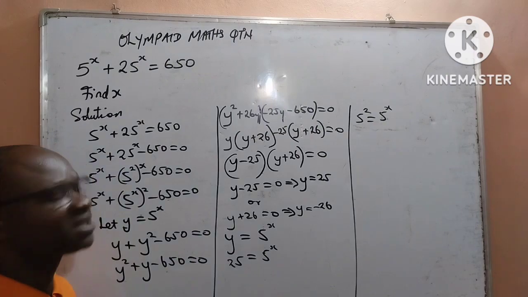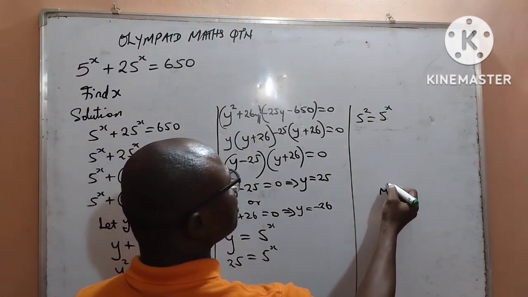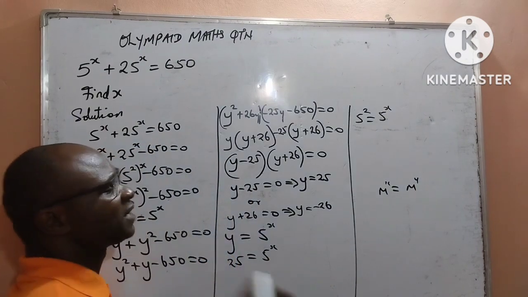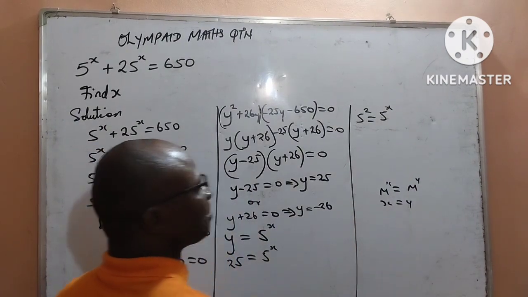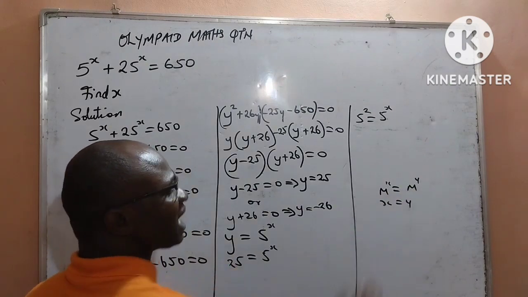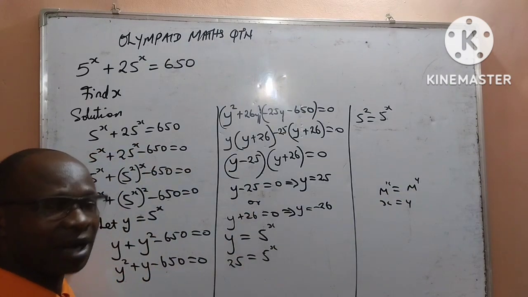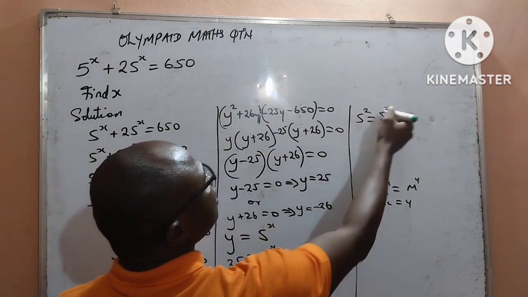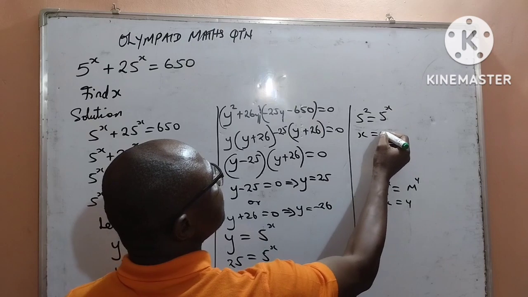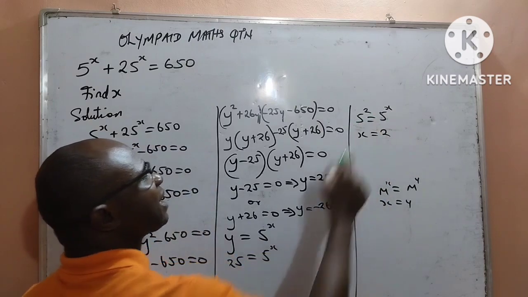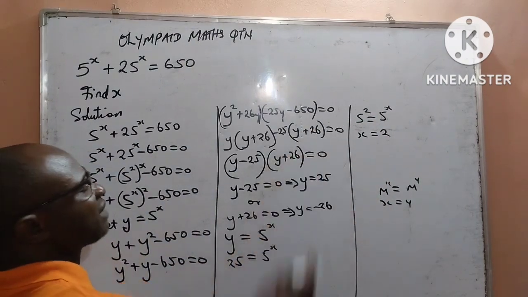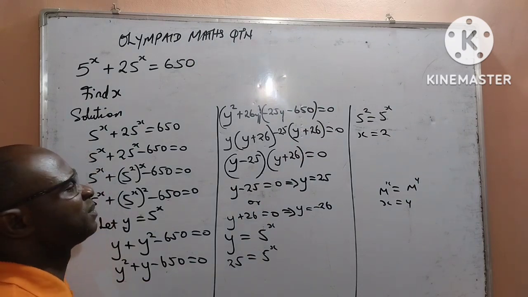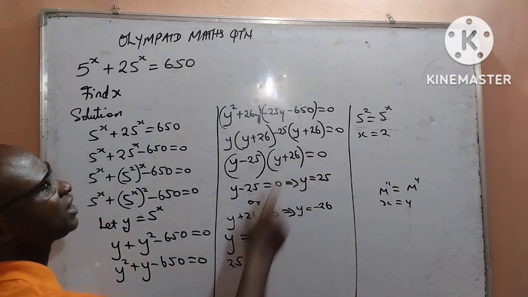But then in indices, we have it that if m to the power x is equal to m to the power y, this implies that x is equal to y because the bases are equal, therefore the powers ought to be equal. Applying that law here, it implies that x shall be equal to 2 because the bases are equal, 5 on the right hand side as the base, and 5 on the left hand side as the base. Therefore, we have gotten the value of x.